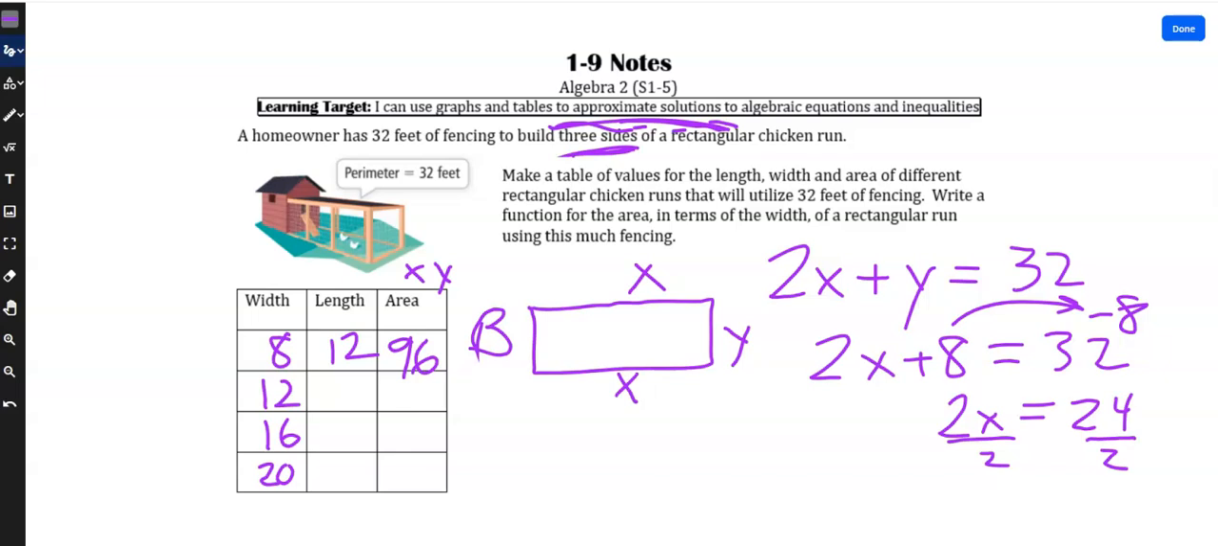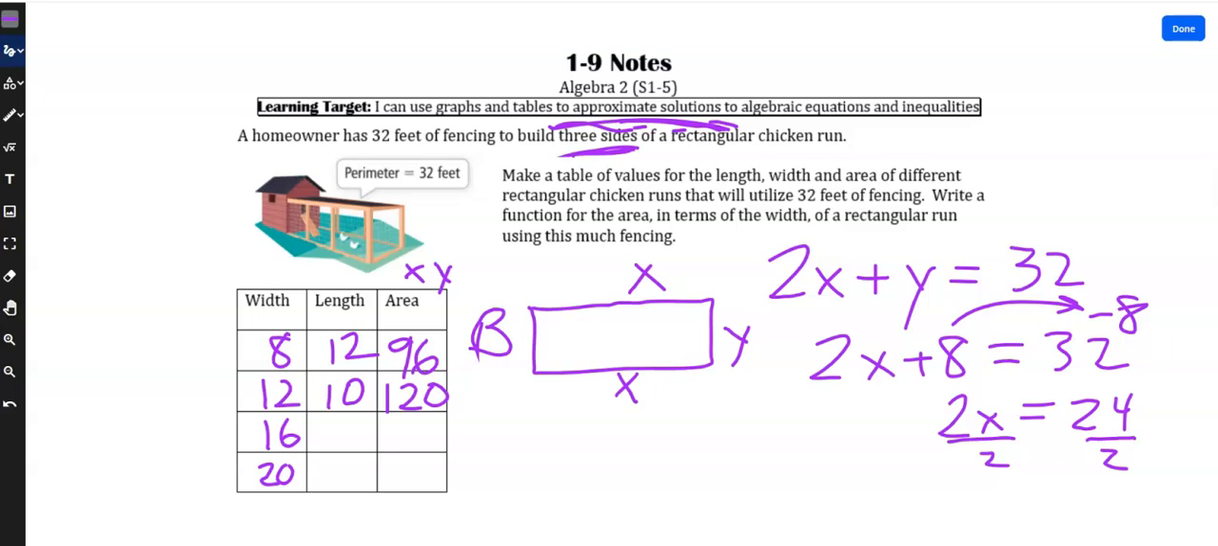Okay, and so we would continue doing this process. If we make the width 12, that's going to bring the length down to 10. And now we have an area of 120. So obviously the area is getting bigger. We're still using the same 32 feet of fencing, but if I configure the width differently, so is that pattern going to continue?